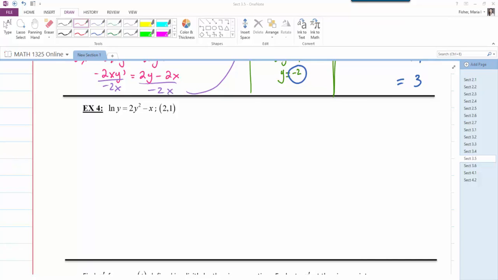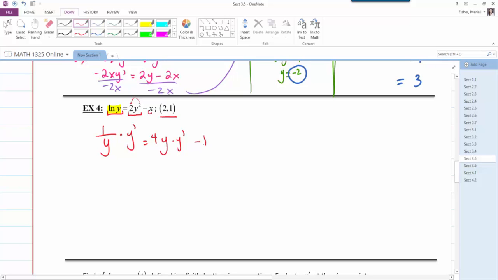Okay, for example 4, again we're finding y prime and evaluating it at the given point. Well, the derivative of the natural log of y, the derivative of y is 1 over y, and then it's times y prime. Equals the derivative of 2y squared, using my power rule, is going to be 4 times y to the first power times y prime. Minus the derivative of x is equal to 1. So just to clean this up, we have y prime over y is equal to 4y y prime minus 1.